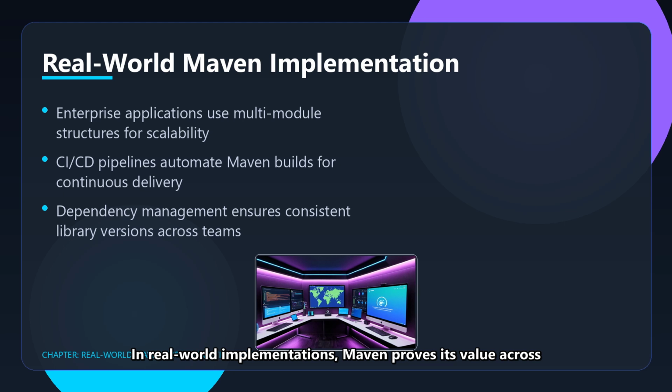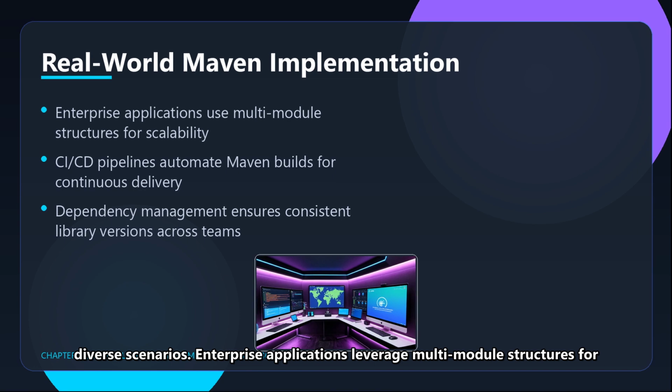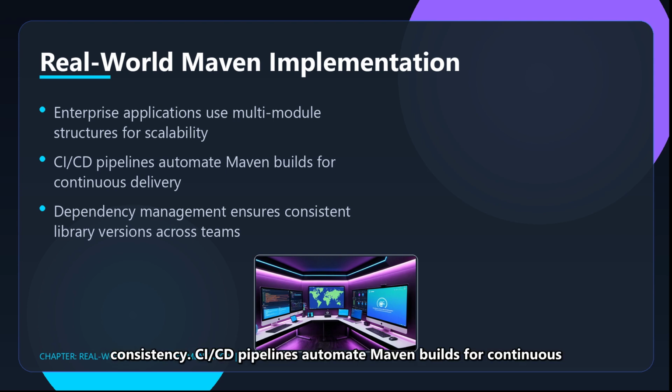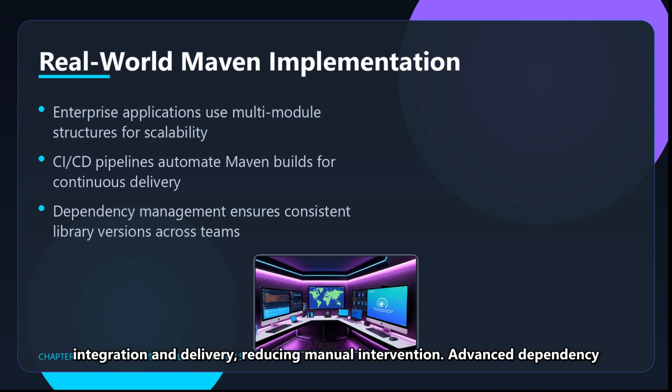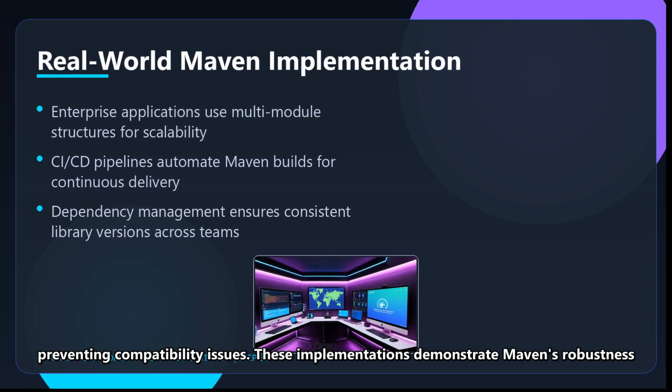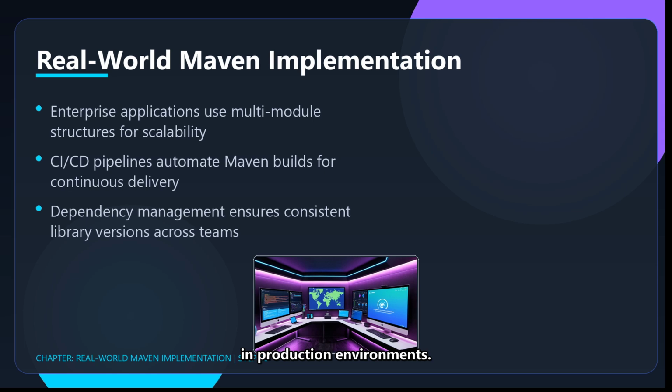In real-world implementations, Maven proves its value across diverse scenarios. Enterprise applications leverage multi-module structures for scalability and maintainability, with shared parent configurations ensuring consistency. CI/CD pipelines automate Maven builds for continuous integration and delivery, reducing manual intervention. Advanced dependency management ensures consistent library versions across development teams, preventing compatibility issues. These implementations demonstrate Maven's robustness in production environments.